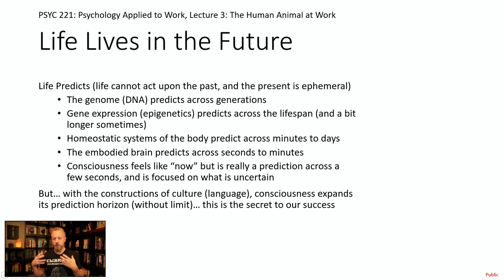We can actually abstract out through our cultural constructions that we use when we're thinking to plan out advanced futures. And so we took our consciousness, and by abstracting, sort of imagining, we can explode our predictive horizon without limit. Doesn't mean we're accurate. No prediction's accurate. Sometimes the gazelle isn't where you thought it was going to be. But that's really a big part of the secret to the success of humans.